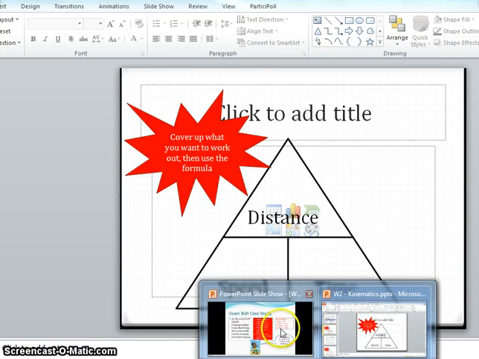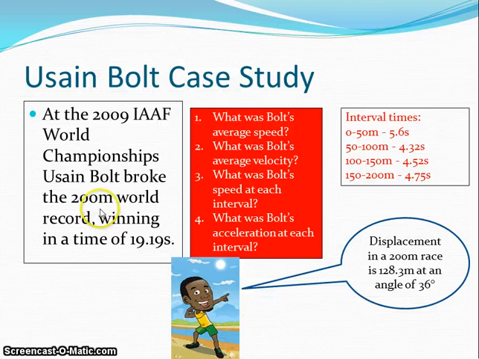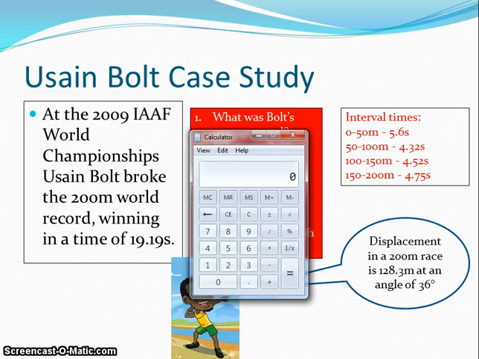So let's go back to the Usain Bolt case study. We know he's run 200 meters in 19.19 seconds. So distance is 200 meters, and it would be divided by 19.19. So we know his average speed, I'm going to round it to 2 dp, was 10.42 meters per second to the minus 1.